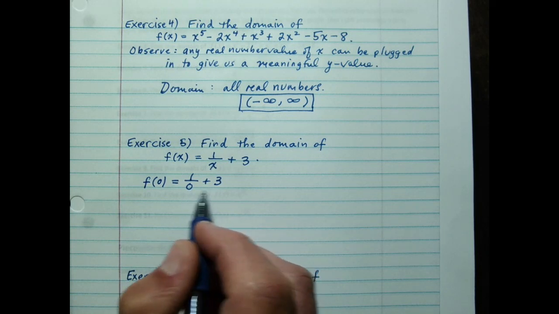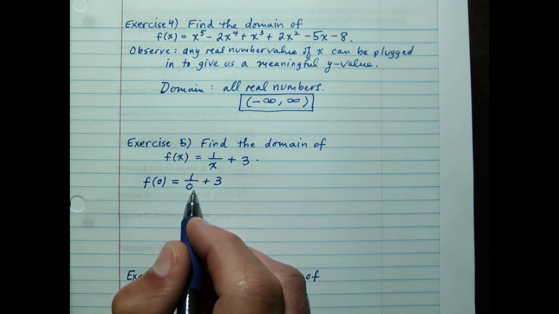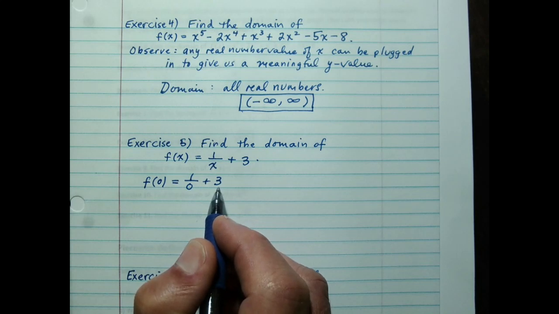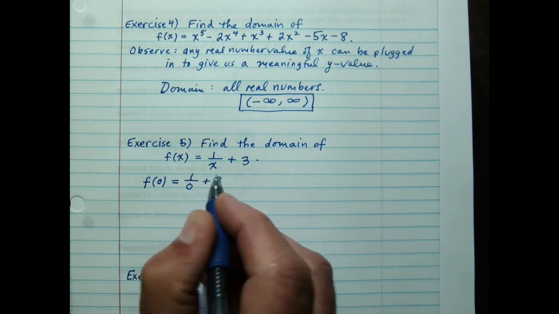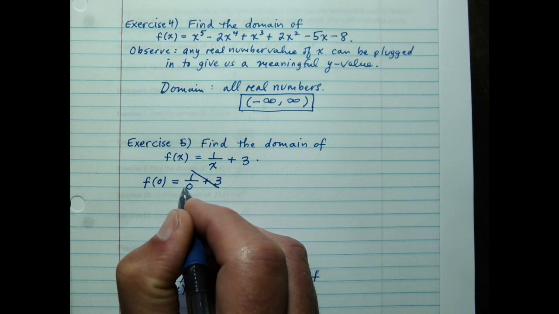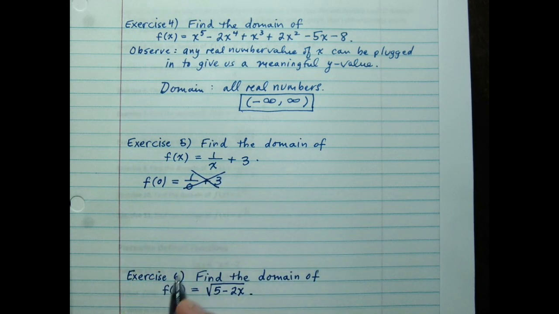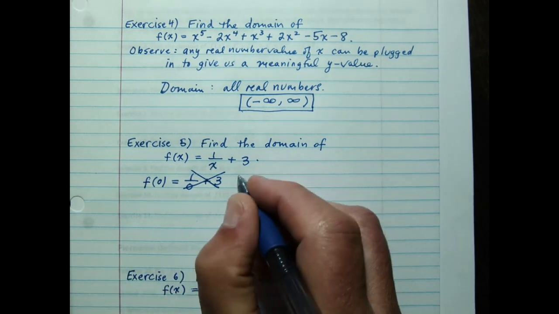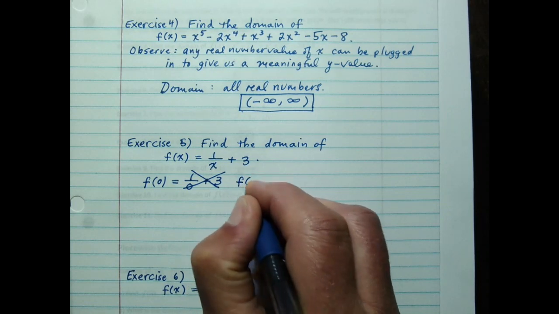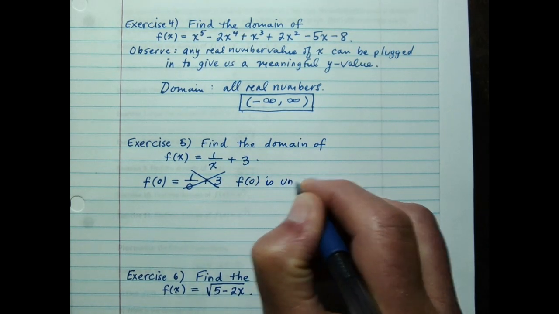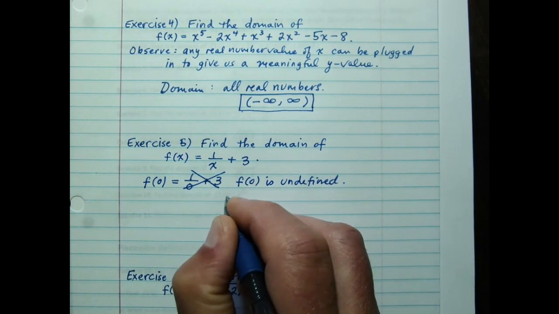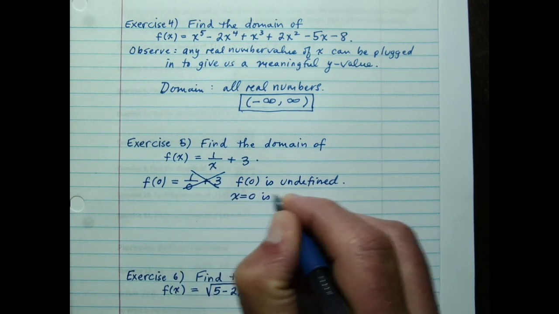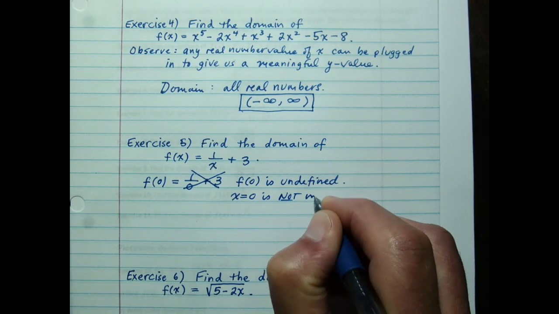Now, sometimes people get a little mixed up by this one because they'll say, can't I just throw away the 1 over 0 and keep the 3? And it doesn't work that way. You don't get to keep what you want and throw away what you can't. The 1 over 0 poisons the whole thing. The whole thing is gone. So if you're trying to divide by 0 anywhere in an expression, the whole entire expression gets thrown out. So f of 0 is undefined. x equals 0 is not in the domain of f.